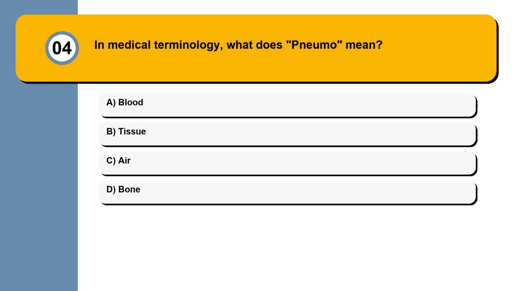Question 4. In medical terminology, what does pneumo mean? Blood, tissue, air, bone. Pneumo means air.